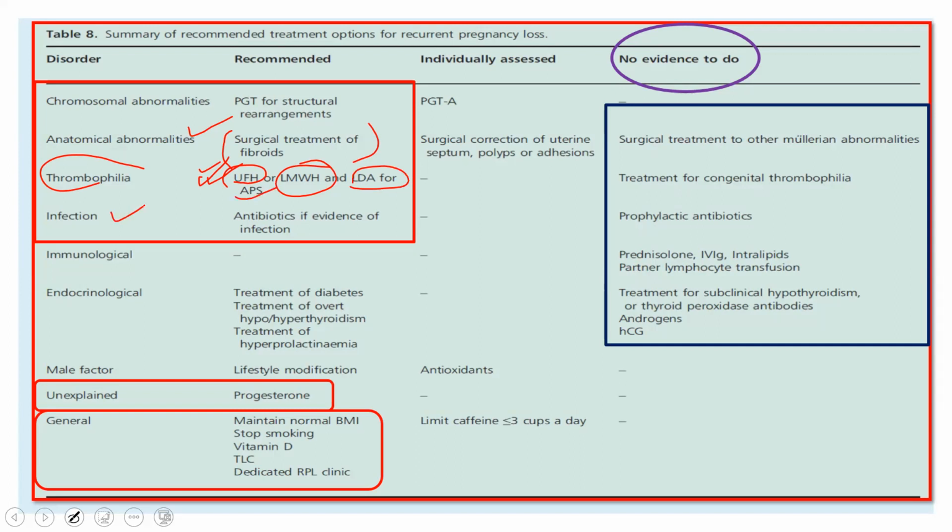Infection, if it is because of an infective agent, then yes, we can consider antibiotics. If it is an immunological factor, nothing is there. No evidence of use, we are going to discuss in the end. Endocrinological, for example, if a woman is having diabetes, thyroid disease, hyperprolactinemia, treat the cause, not the symptom. If it is diabetes, treat the diabetes accordingly.